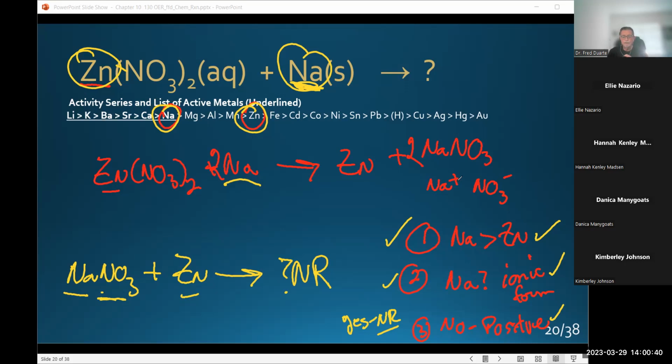So, simple questions to yourself. Not simple, but steps to look through it. Find the most reactive metal, number 1. Number 2, is the most reactive metal in ionic form? If the answer is no, positive reaction, exchange the metals' positions, okay? If the answer is yes, no reaction.